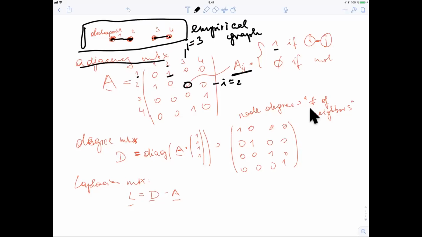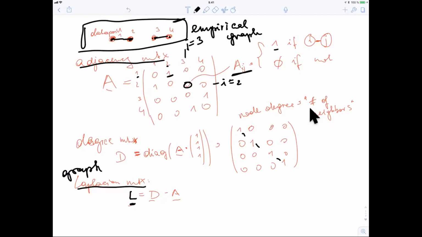But the adjacency matrix often is not that useful. What is actually more useful is called the Laplacian, the graph Laplacian matrix. This graph Laplacian is defined using the degree matrix. The degree matrix is a diagonal matrix which has as its diagonal entries the number of neighbors for each node. So each node here in this empirical graph has one neighbor.